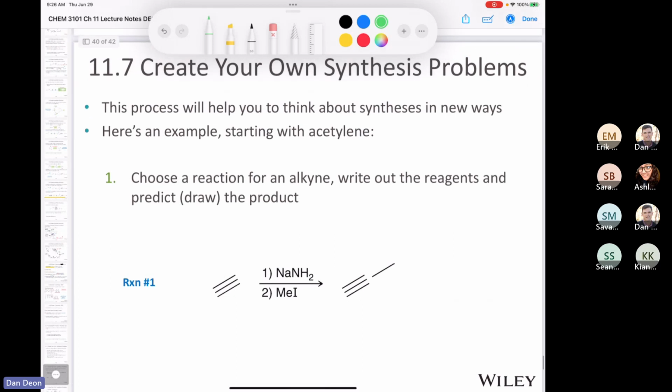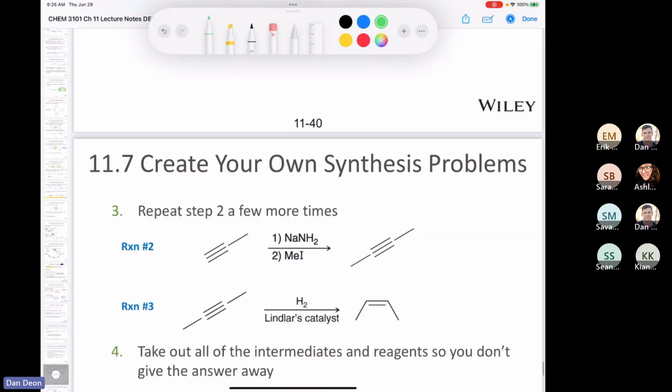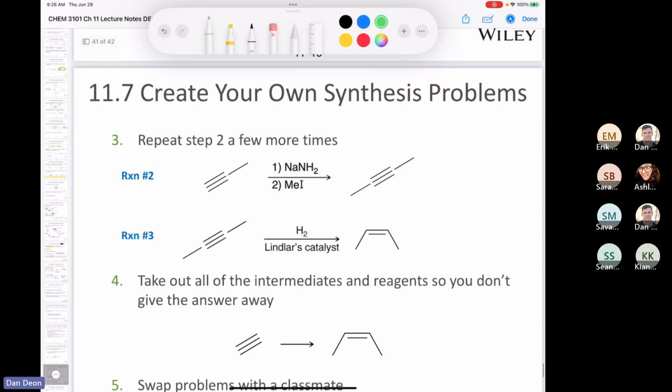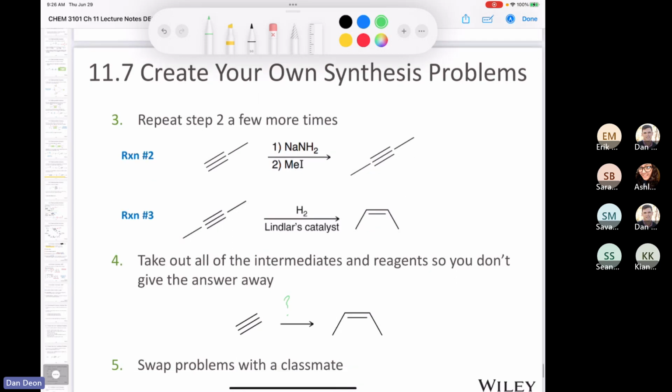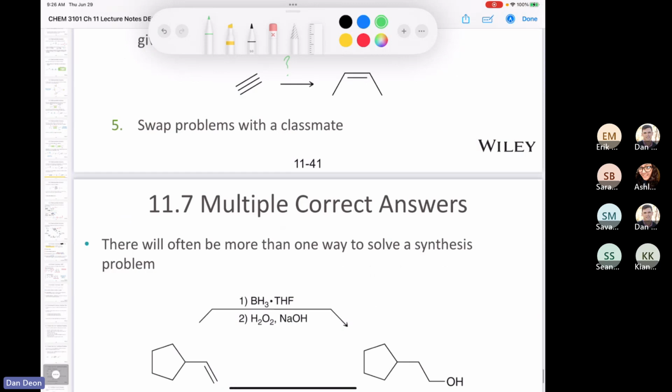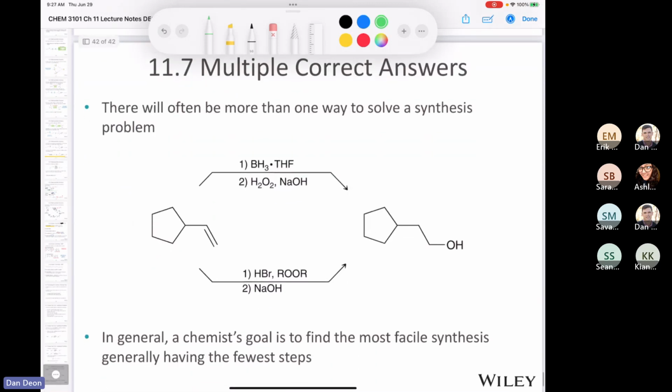So let's say you started with acetylene, then you alkylate it with a methyl group, then you add another one, you do a reduction to make a cis-alkene, right? Then you could say to your friend, well, how would you do this? And you already know the answer, right? Anyhow, it's something you could try. But again, I don't ask students to do that.